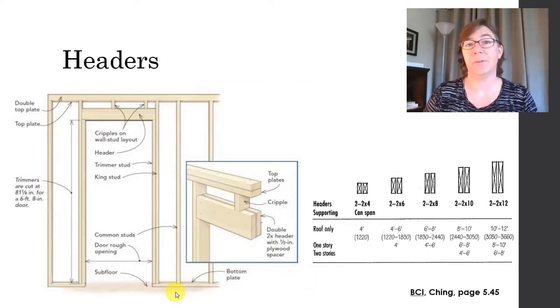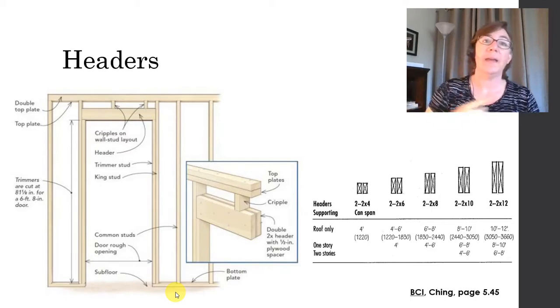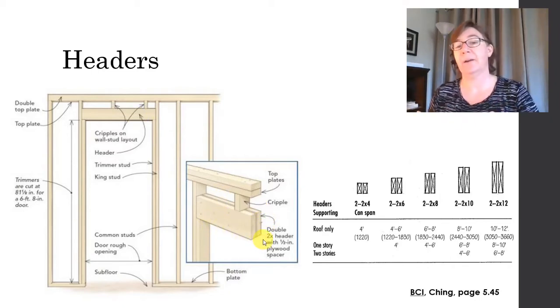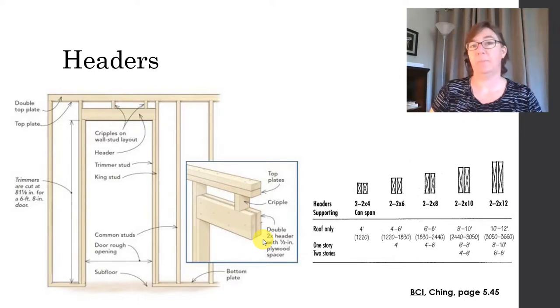So let's take a closer look at this header piece. On the left here, you see the same door framing layout that we've looked at. But if you get closer into this header, you can see that what we've got is a double 2x header with a 1/2-inch plywood spacer. And this is really, really common for any 2x4 wall.